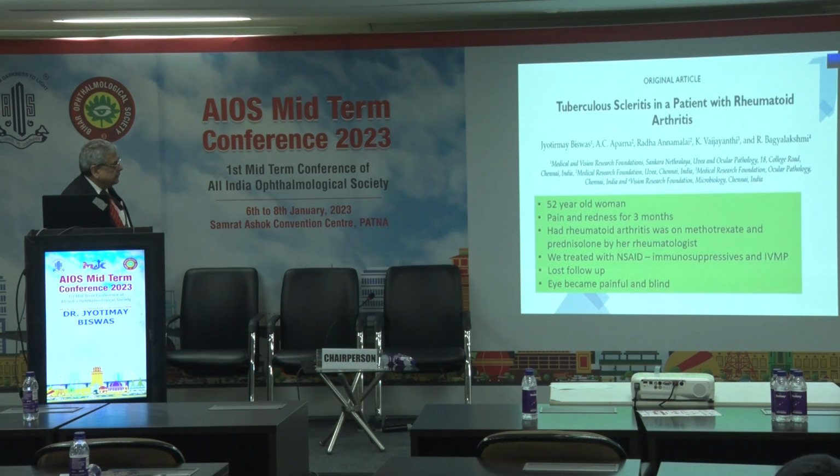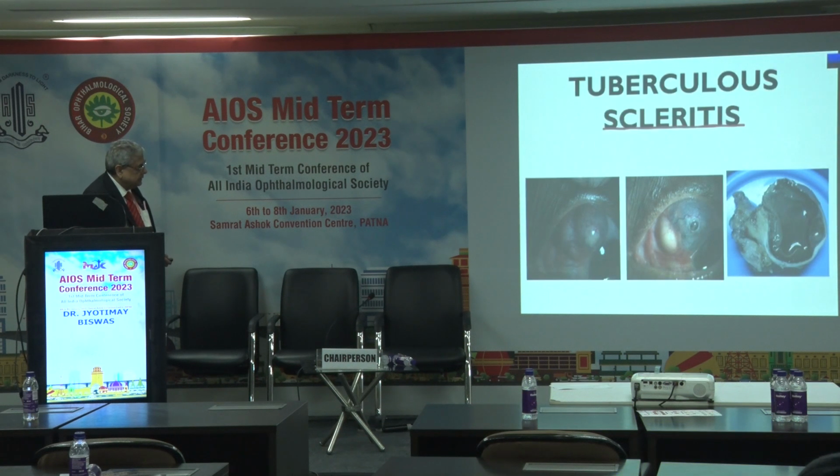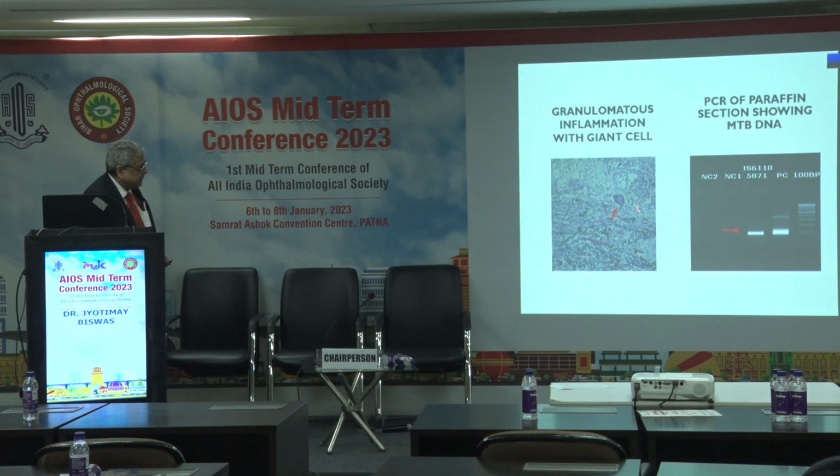Tubercular scleritis in a patient with rheumatoid arthritis. This is a 52-year-old woman who has rheumatoid arthritis. We were thinking that it is an autoimmune disease. We pumped her with steroid, immunosuppressive agents, even IVMP. The patient's eye became painful and blind. The eye was enucleated. The patient died of CNS tuberculosis, and we could find that this is a globe which got perforated from nodular scleritis, and we could find the granulomatous reaction, and PCR was positive for Mycobacterium tuberculosis.